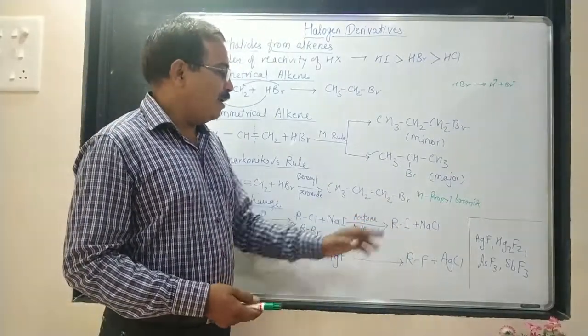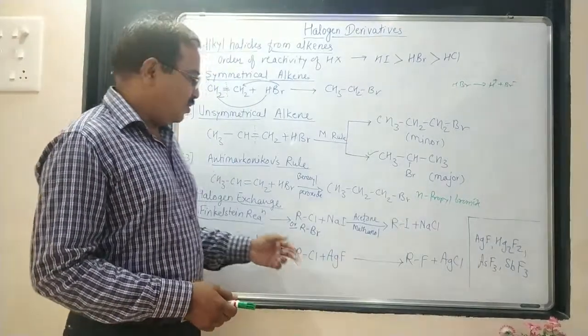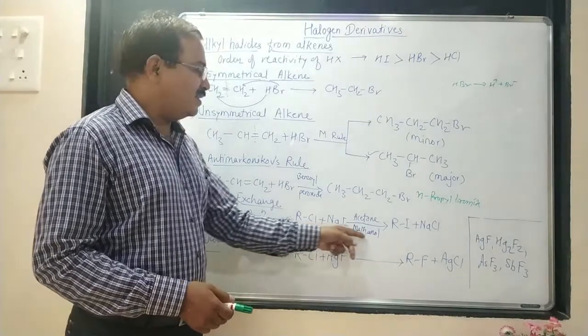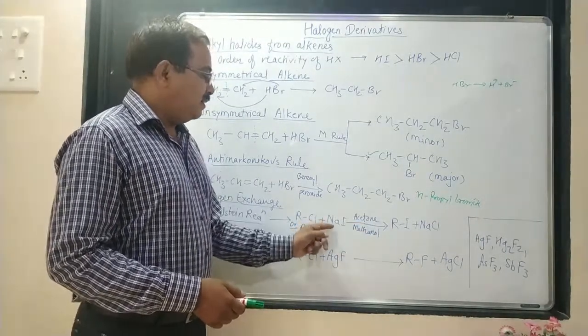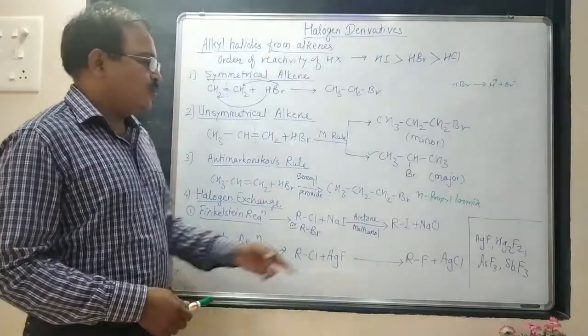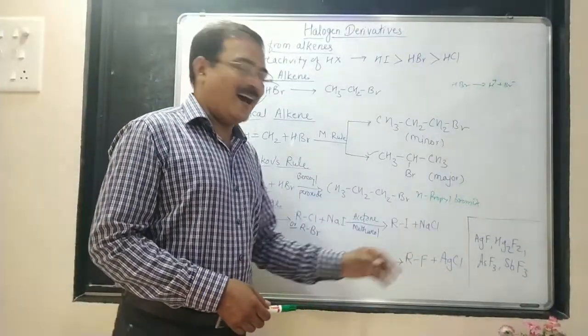For example, if I want to prepare ethyl iodide, I will take ethyl chloride or ethyl bromide. This reaction, with NaI and acetone or methanol, will be the same. Here NaCl will precipitate out.